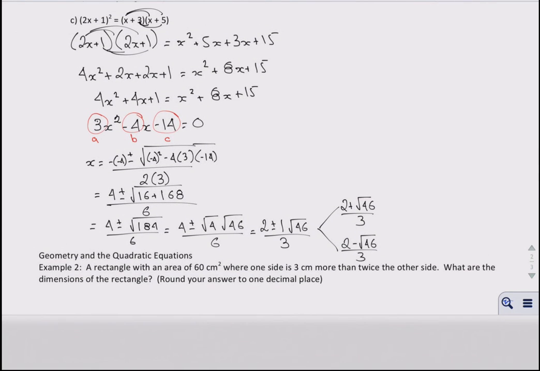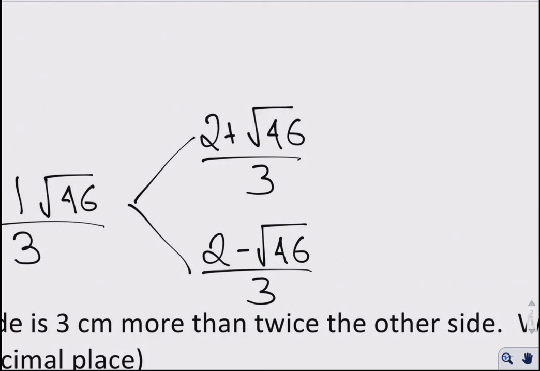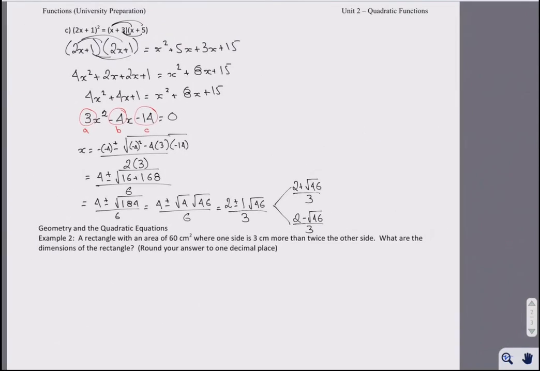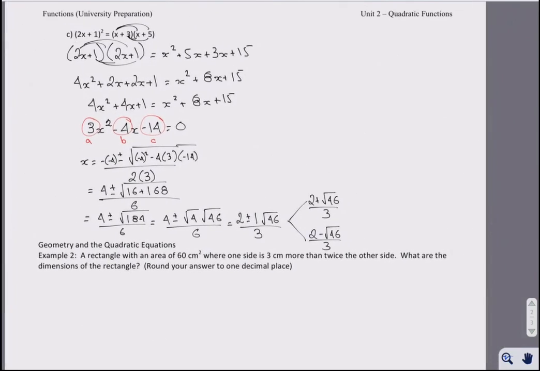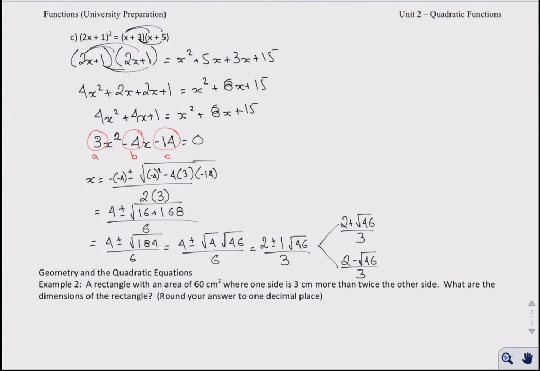Some people have asked me, well, sir, do I have to put my final answer into decimal form? The answer is, it depends. In questions like this, where I give you a purely mathematical question, not related to any type of physical situation, I prefer that you leave your answers in exact form, because I'm not looking for any type of measurement or estimation. Exact form is more than sufficient.